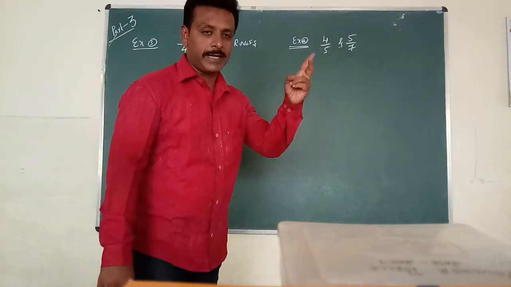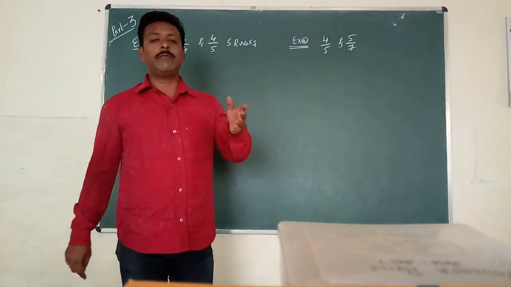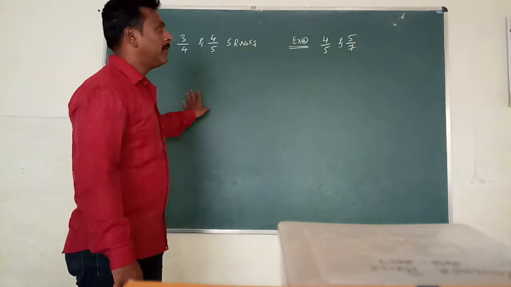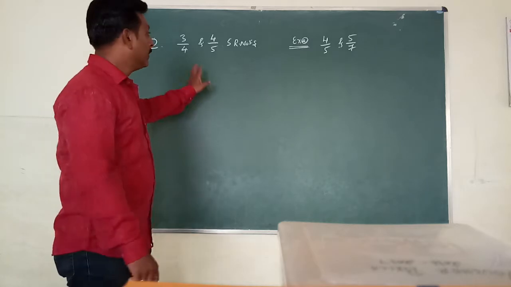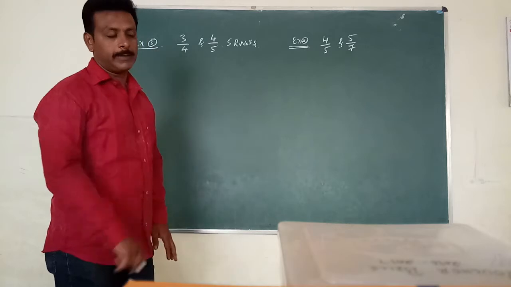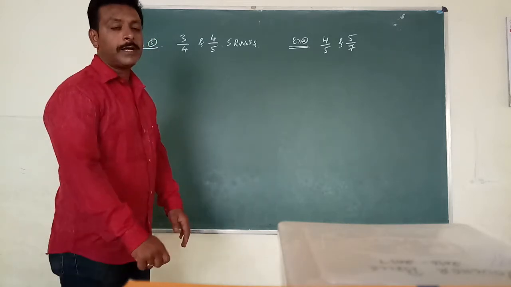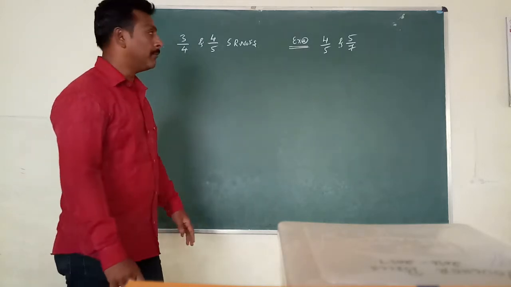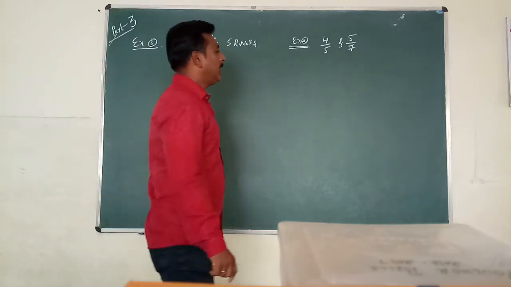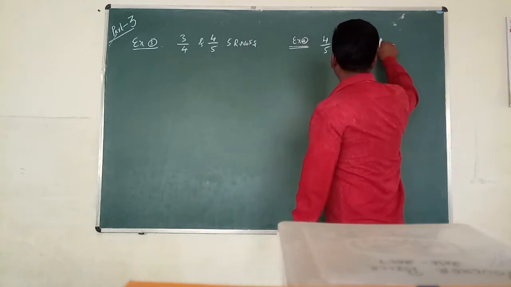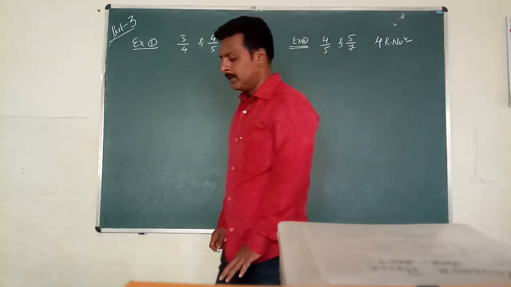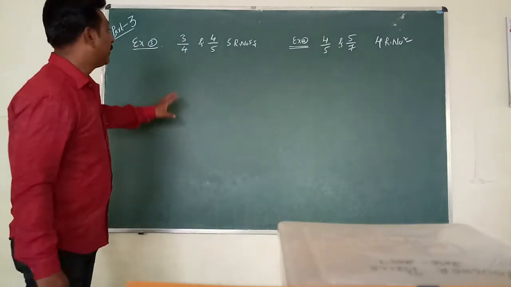In the first and second examples that I solved, the given fractions already had equal denominators. Now I have taken two more examples in which the denominators of both rational numbers are different. In such a case, how do we find the rational numbers between these two given numbers? Here we have to find 5 rational numbers, and here we find 4 rational numbers between 4 by 5 and 5 by 7.